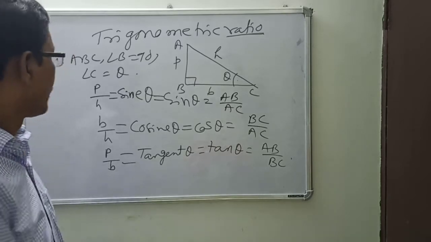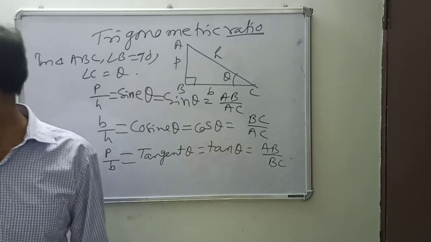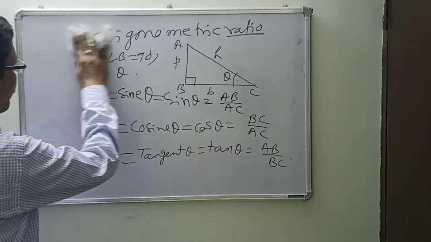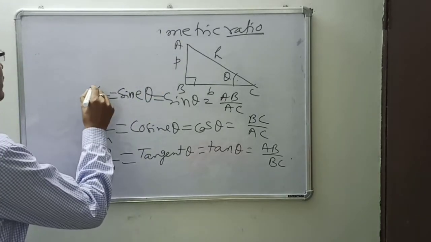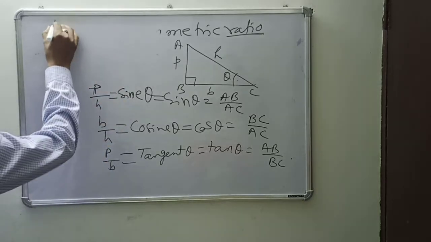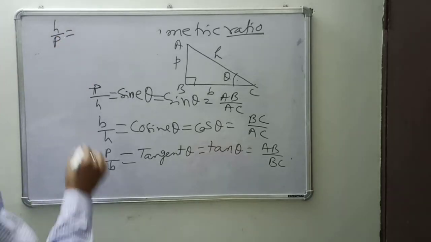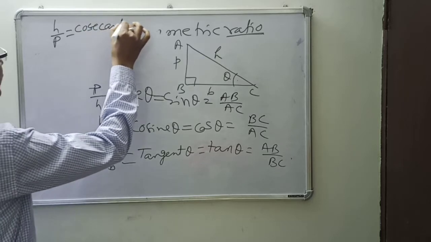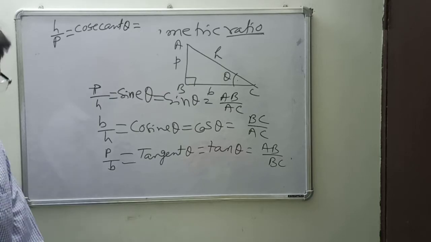But remember, P/H and H/P are different ratios, just as 2:3 and 3:2 are different ratios. So from P/H, if we take H/P, that is another ratio called the cosecant. In short we say cosec theta.